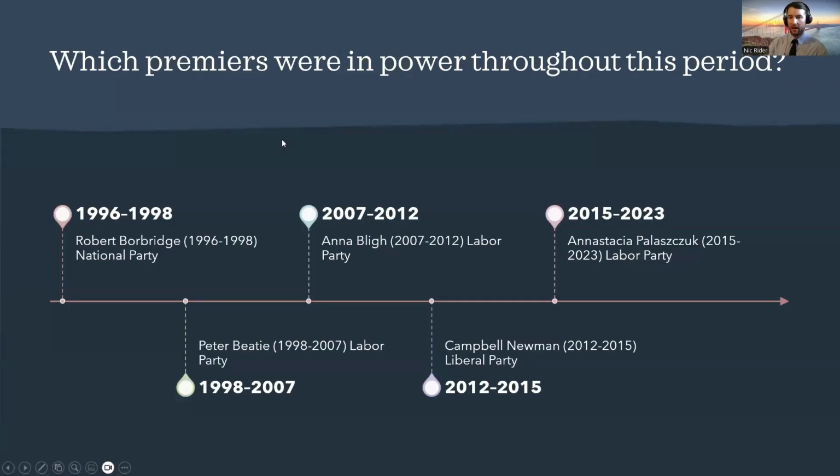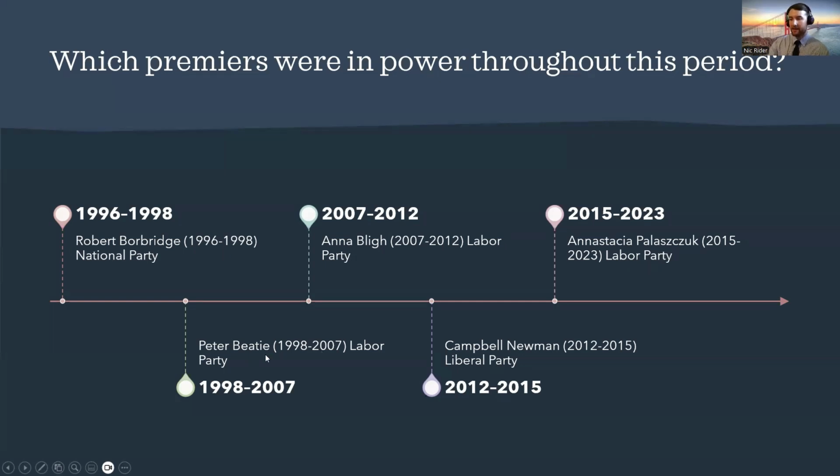All right, so as I said, the data we're looking at today is from a period of 97 through to 2022. Here we've got all the different premiers that were in power throughout this period. So Borbidge was the only one there in the National Party, or the LNP. The Liberal Party merged with the National Party, and they became one. So he had a very short stint there, about a year and a half, 2 years.